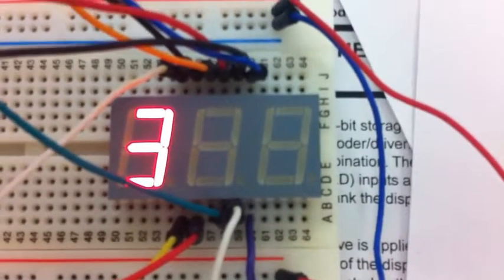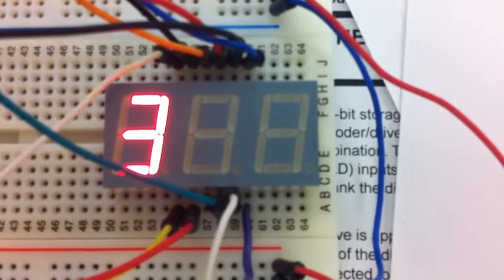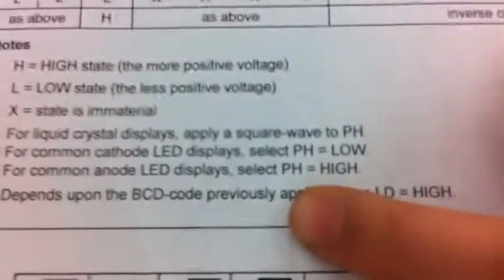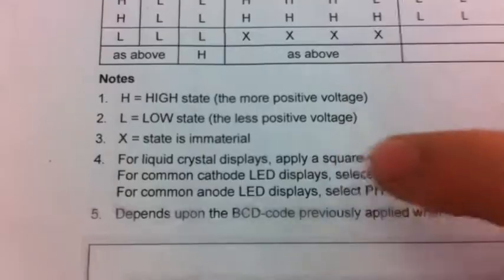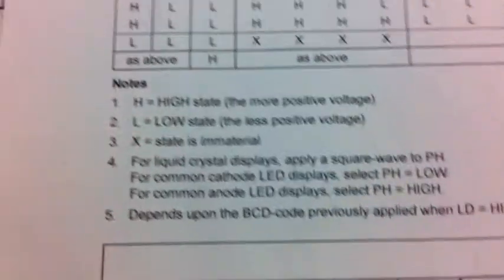And we were getting really mutated numbers before because we did not notice that the phase, where it says on the table here, should be high for all anode LED displays. But we changed it, and now it's working fine.